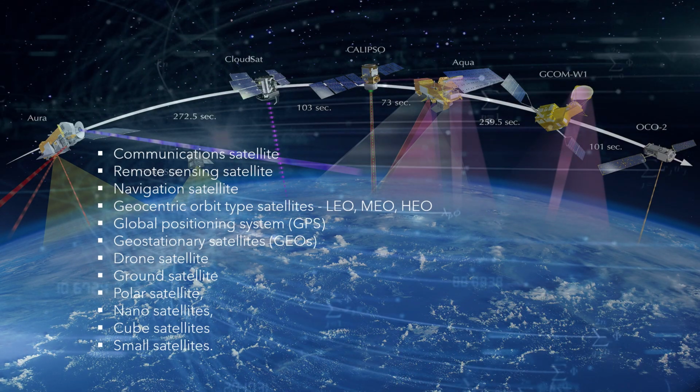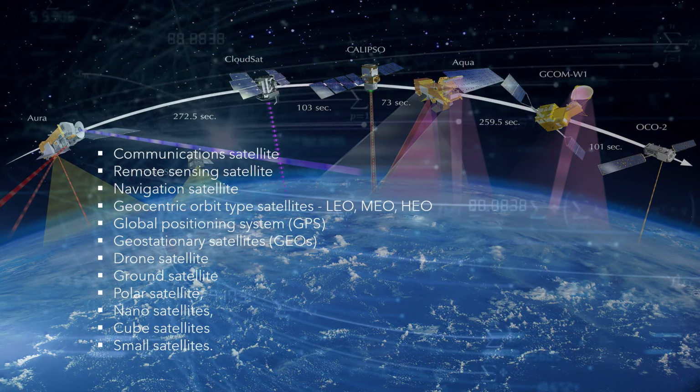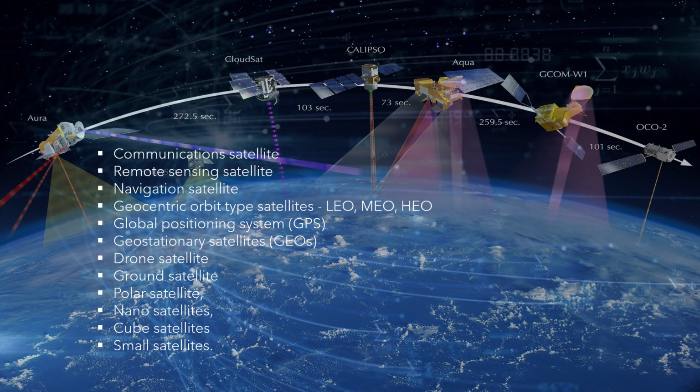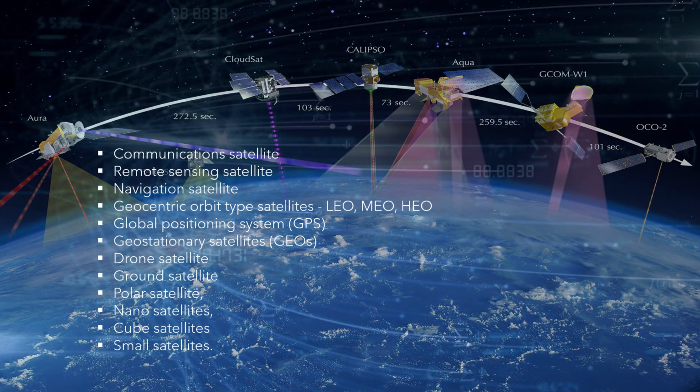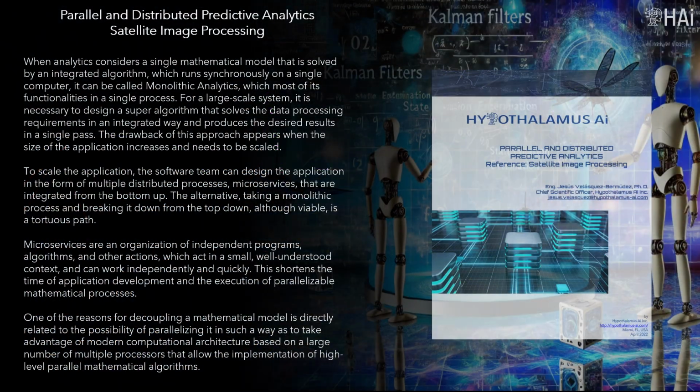The images are obtained from multiple satellite systems used to observe geo-referenced variables in a specific area of the Earth. The proposed system is not limited to satellites. Parallel and distributed predictive analytics.